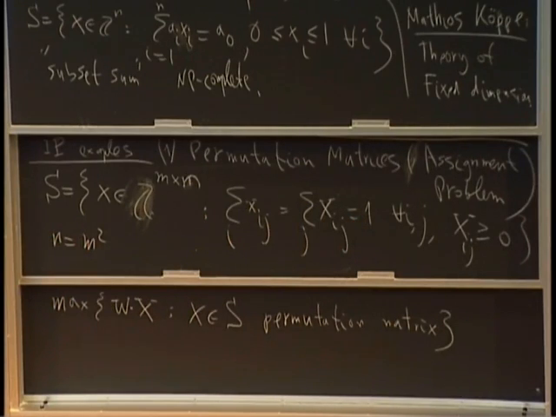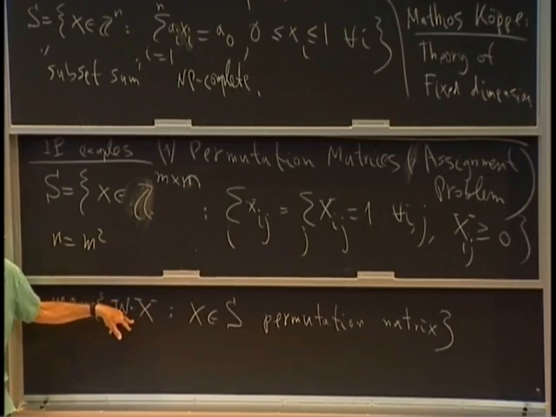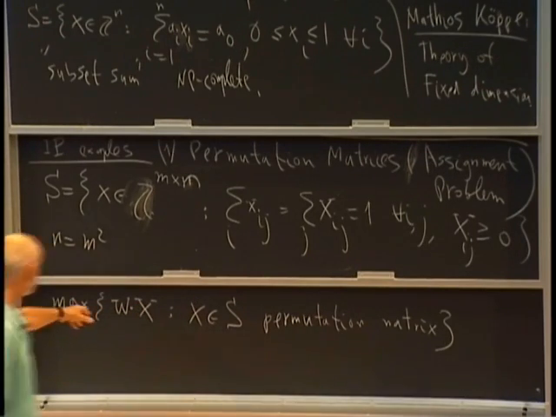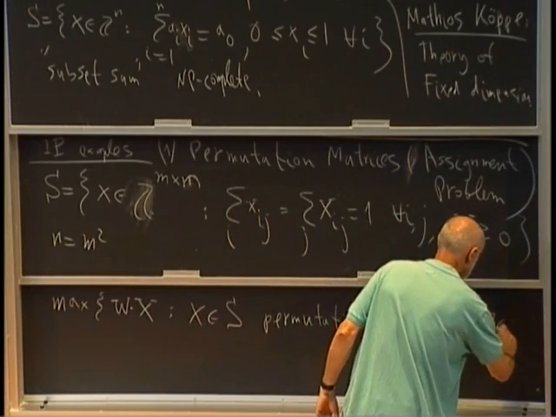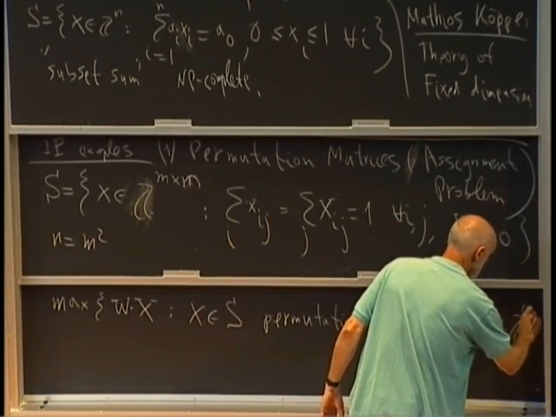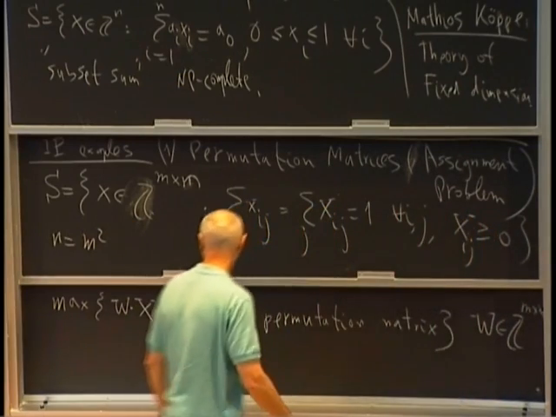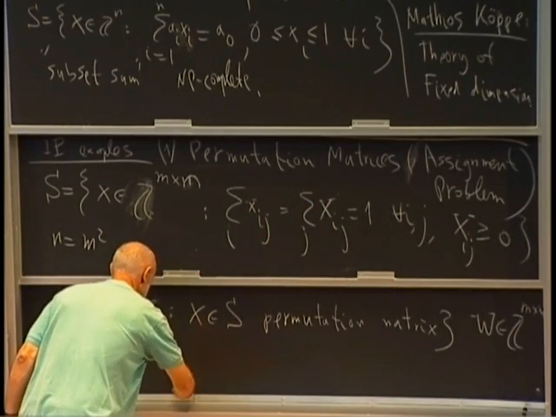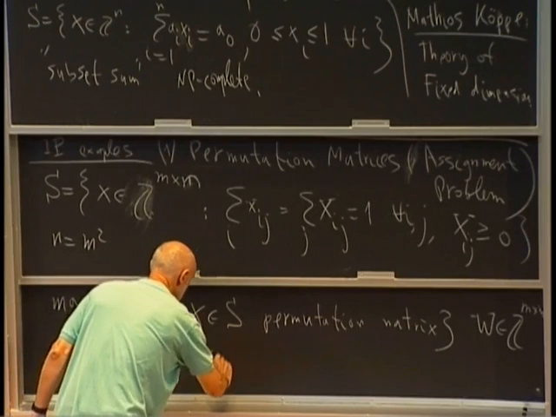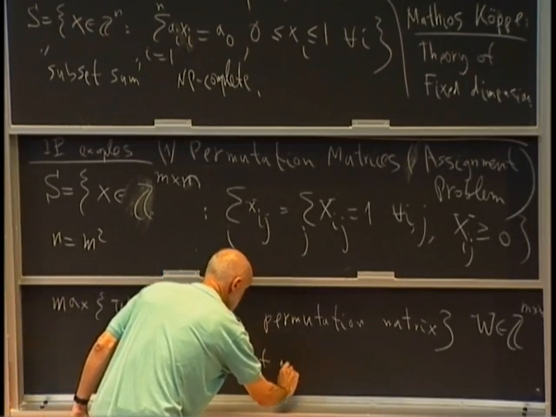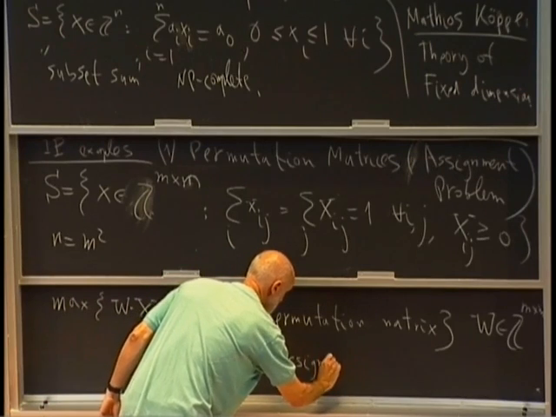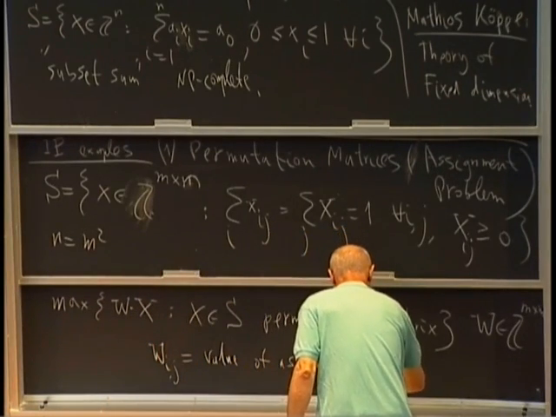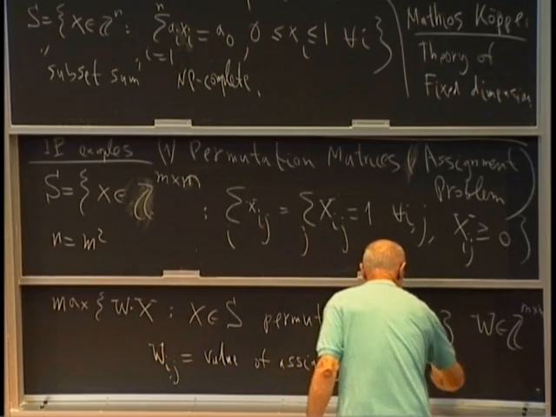So here I just mean the inner product in the matrix space. Just think about this as vectors. Okay, not the matrix product, just as vectors, long vectors. W is now a matrix. That's our linear function. m by m. And the interpretation is that W_ij is the value of assigning worker j to job i.